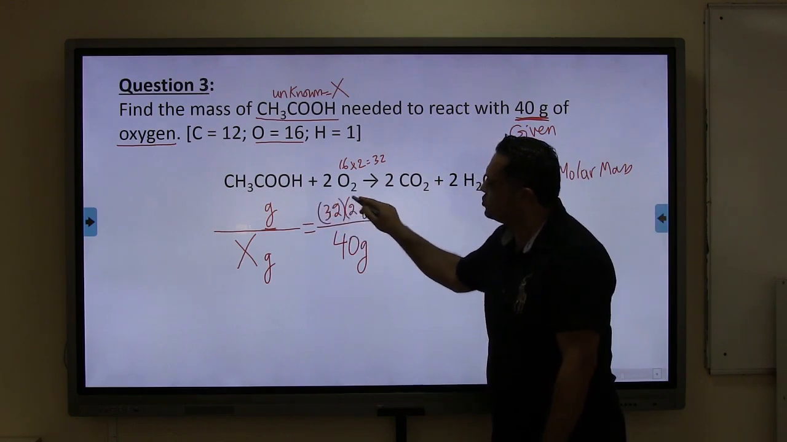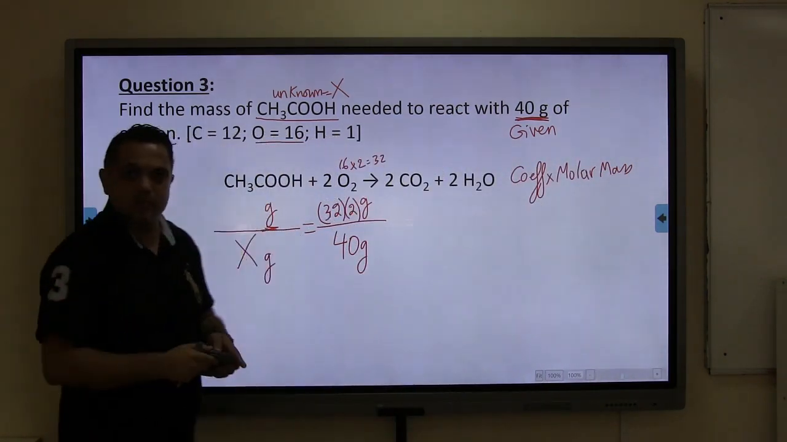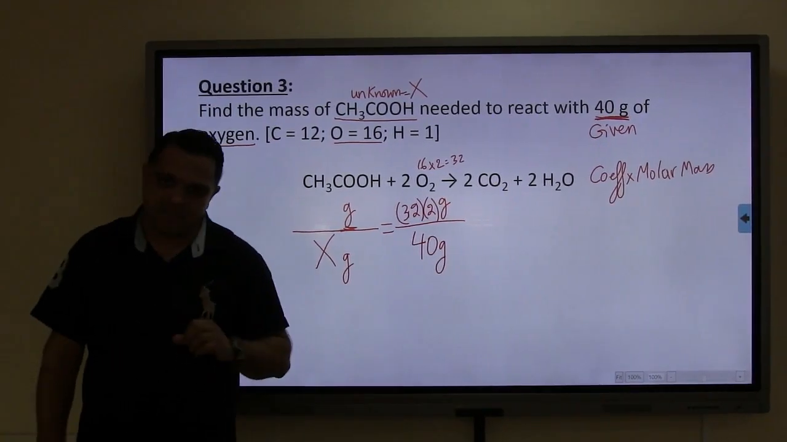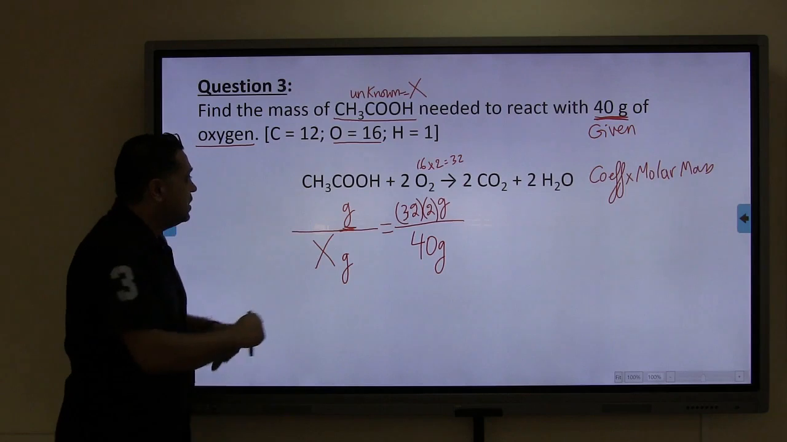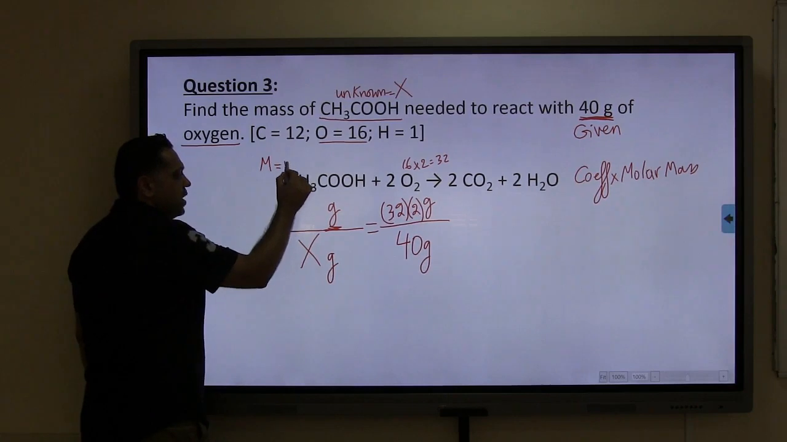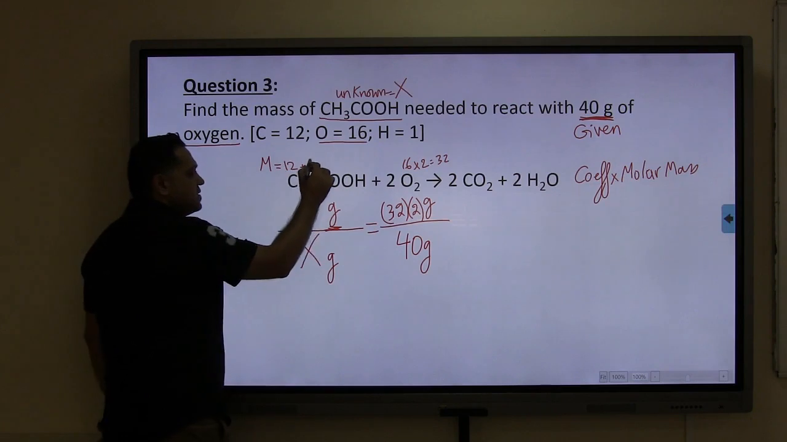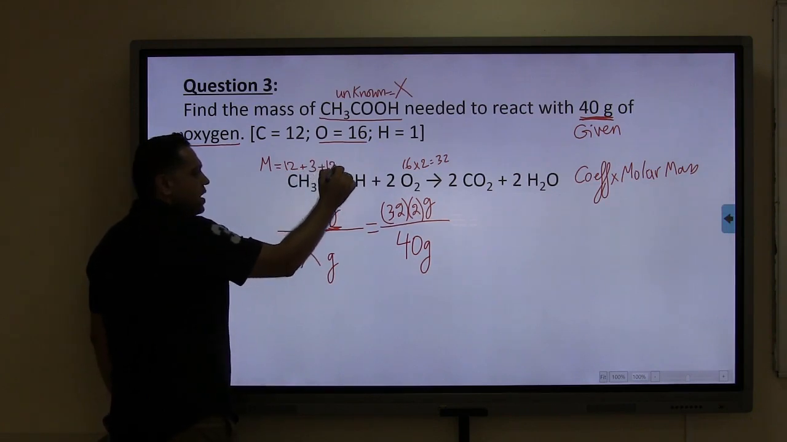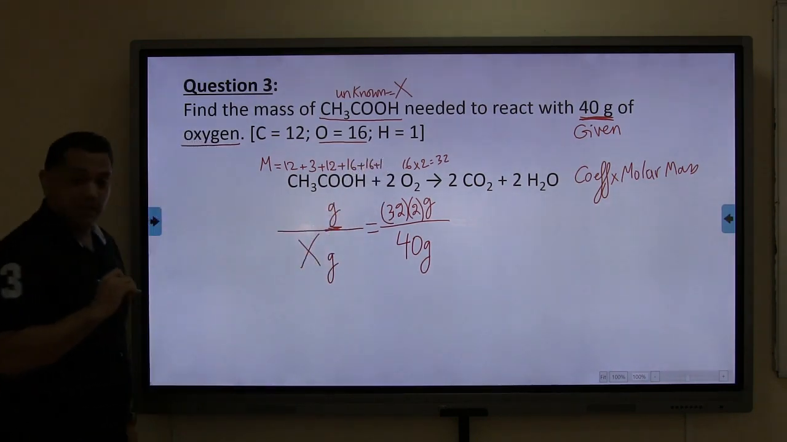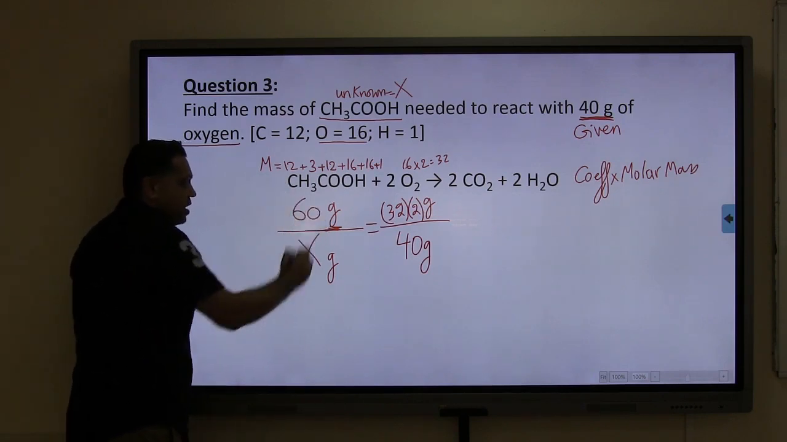So 32 times 2 grams. And then for this one, also, it will be coefficient times molar mass. Don't forget, the molar mass is the sum of the masses of all the atoms present in this molecule. So here, if I want to get the molar mass for the acetic acid, I have 1 carbon, 12, plus hydrogen is 1, so 3 times 1, plus another carbon, 12, plus 16, plus 16, plus 1. So I need to add the masses of all the atoms. And if we add them, we'll get 60 grams.